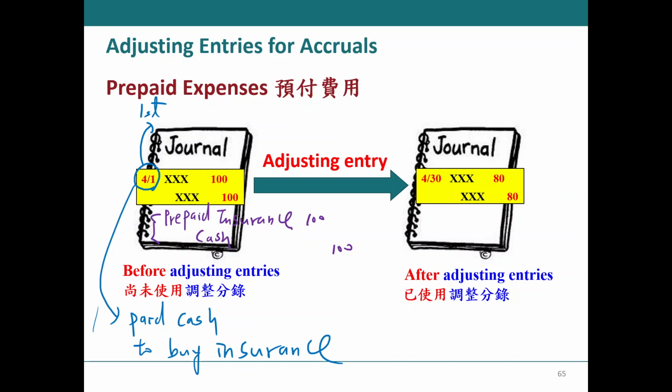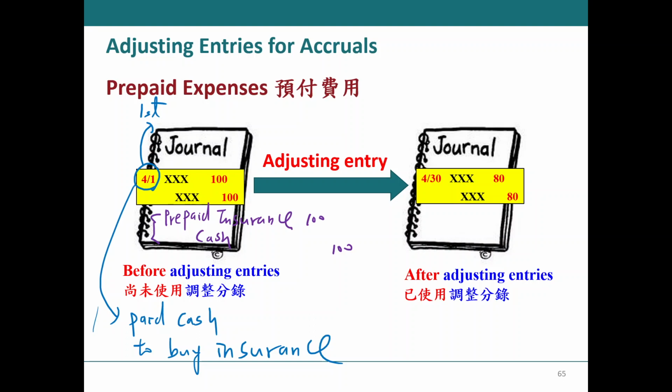You pay the cash to buy the insurance, your asset. But what's the problem? The problem is everything changed. When time passed, something changed. You pay the money to buy the insurance. When the time passed, do you still have the insurance, $100? No, it's not. I pay 100 to buy 1 year of insurance. When 1 month passed, your insurance has only 11 months, right? So something changed means the number should be changed.